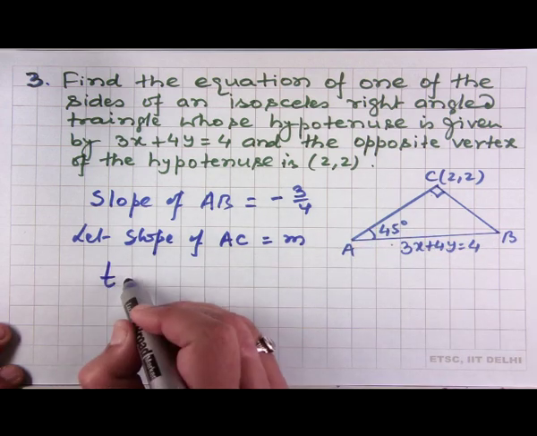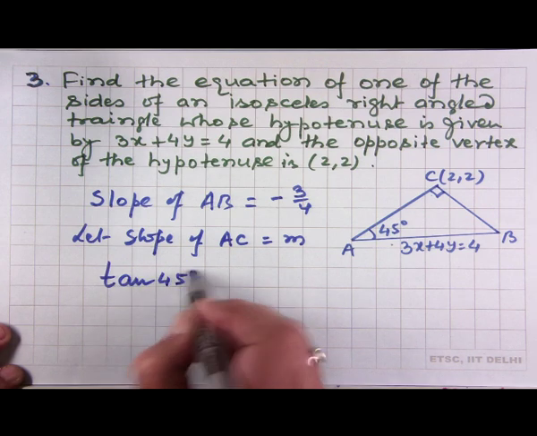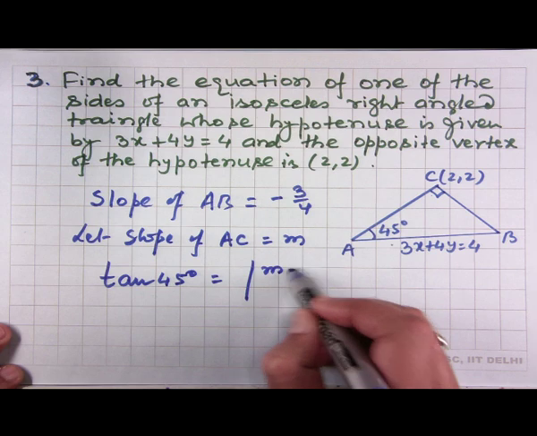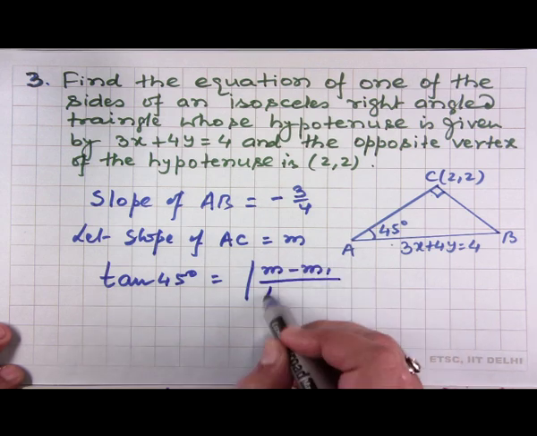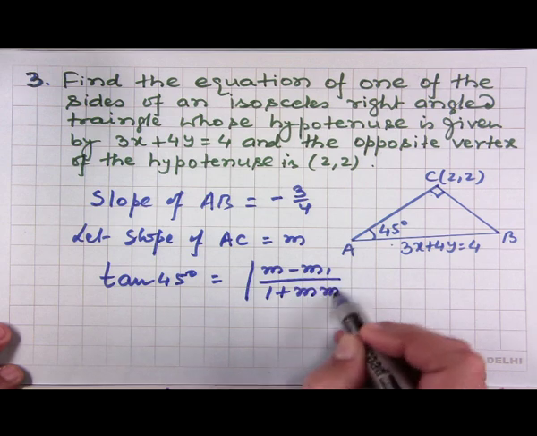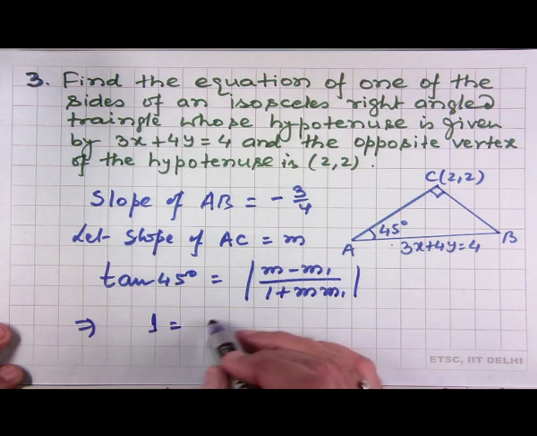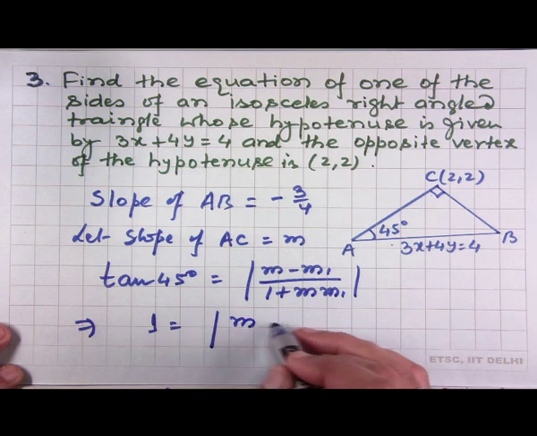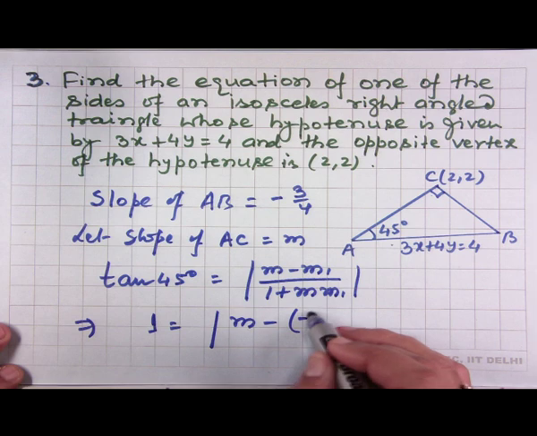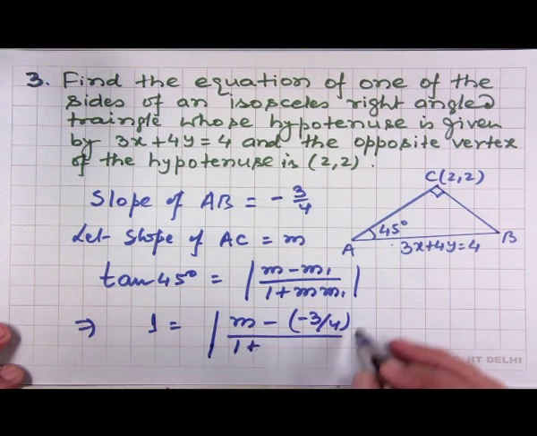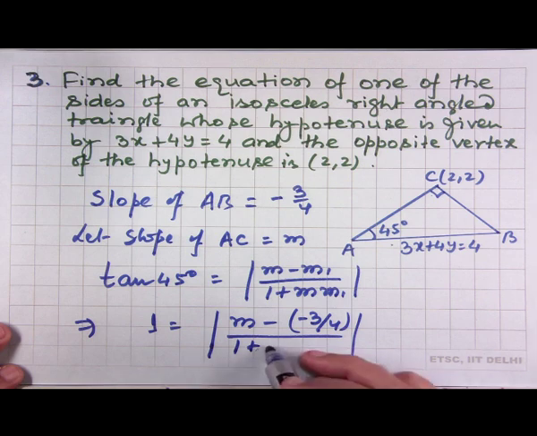So tan 45 degree is equal to mod of (m minus m1) by (1 plus m m1). So this implies 1 is equal to mod of (m minus 3 by 4) by (1 plus m into minus 3 by 4).